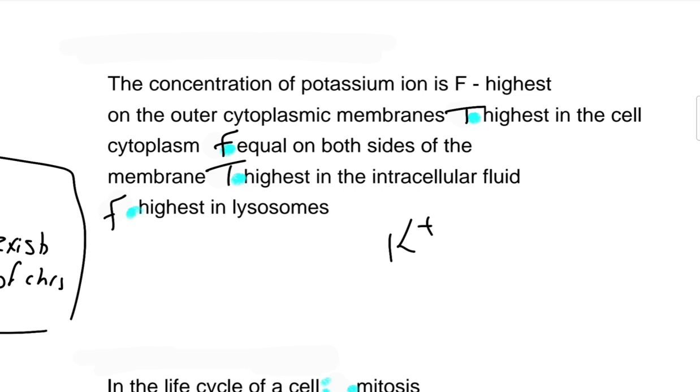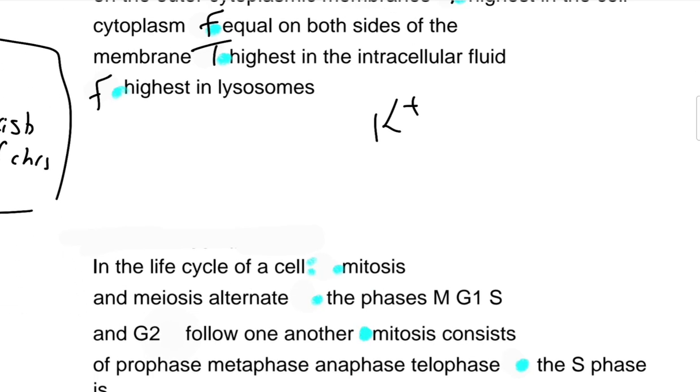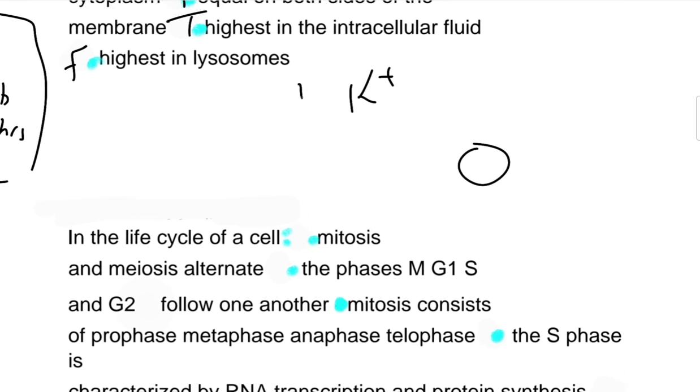And highest in lysosomes? No. K+ is not super high in the lysosomes. Lysosomes are small vesicles that have hydrolytic enzymes, which are super acidic. Here they're trying to trick you, since K+ is a plus ion, meaning it's losing electrons, becoming more acidic, and you might think it exists in lysosomes because the pH inside them is so acidic. But you should not be tricked.